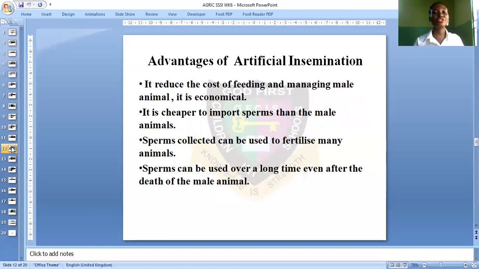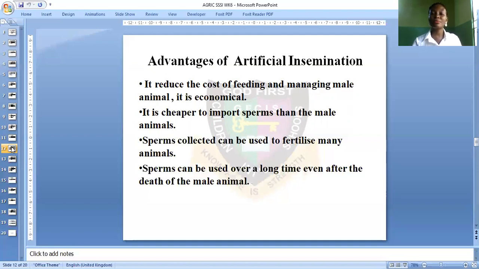Number one, it reduces the cost of feeding and managing male animals. It is economical. It's only the sperm of the male farm animal that the farmer needs. So there's no need of feeding and managing the male animal after the sperm has been collected. So it is economical.